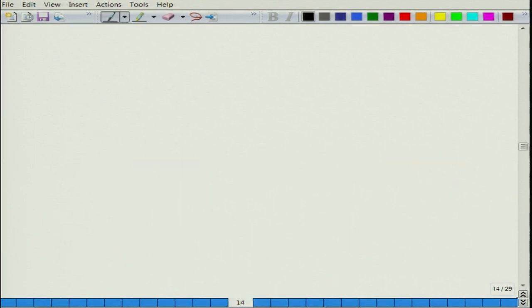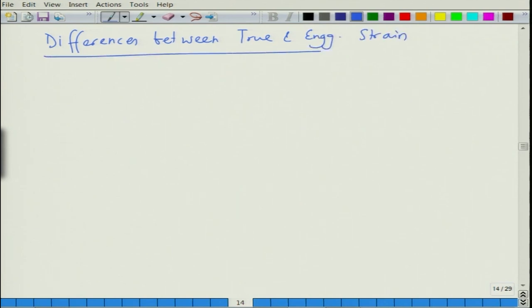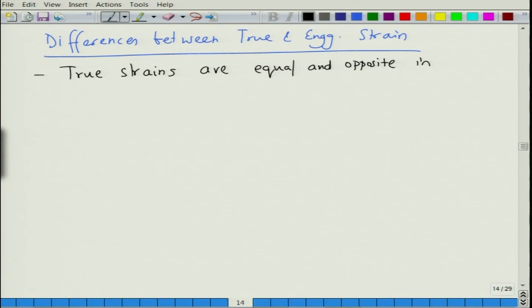So, now let us look at the other differences between the two strains. The first difference is that true strains are equal and opposite in tension and compression. So, let us say if you go from L 1 to L 2 and then go back to L 1, they will remain the same. So, this is tension, this is compression, they will remain the same. We will see that in the example.